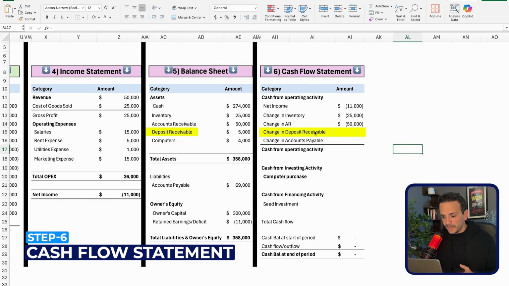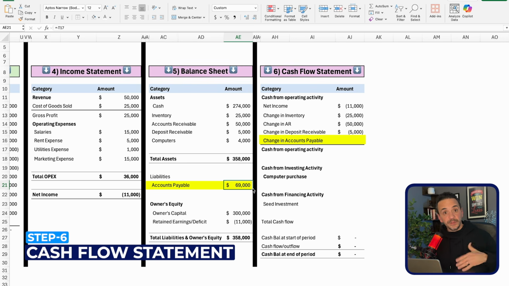Change in deposit receivable, $5,000. That is the same idea that we just talked about. An increase in a receivable is going to mean that you did not collect it, or you spent the cash in this case for a deposit. That's negative $5,000. Change in accounts payable, if you look at accounts payable, it went up by $69,000.